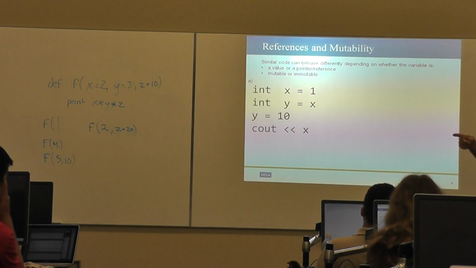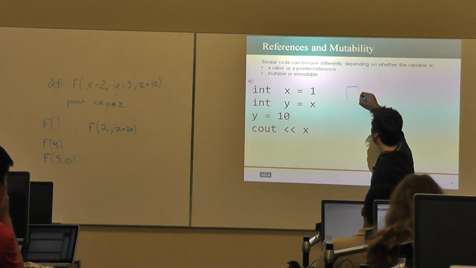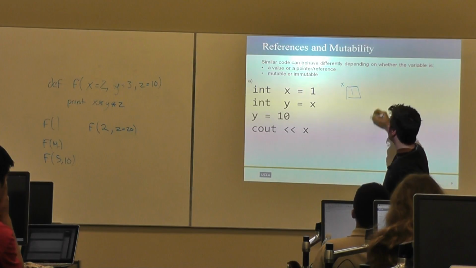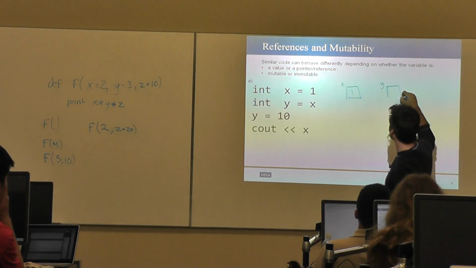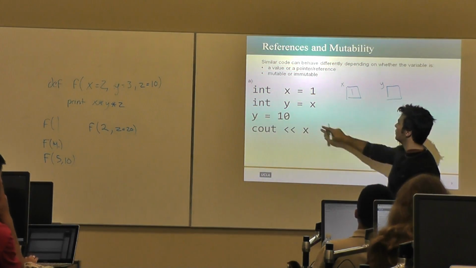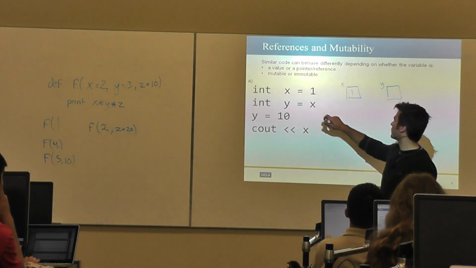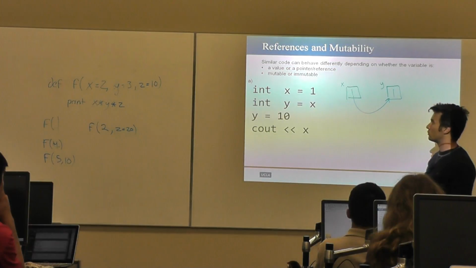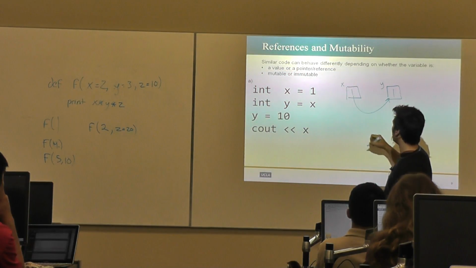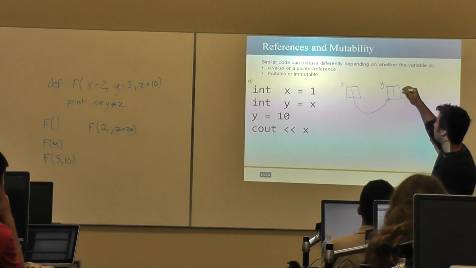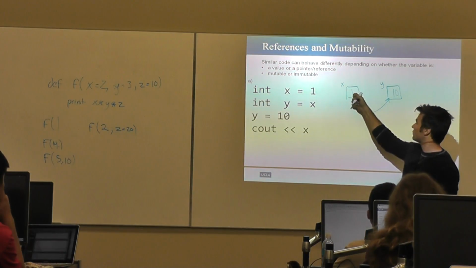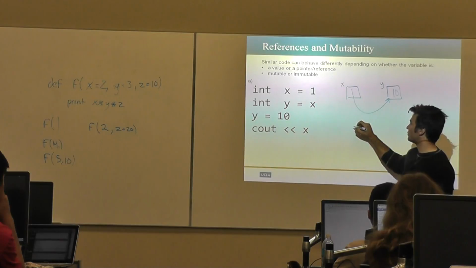What's it going to cout? 1. It's going to cout 1. Why does it do that? Let's envision the variable x as a box. It's going to get 1 inside it. y is another variable. We're going to represent it as a box. y gets the value from x. So we take this over and we put it in y. It gets 1. Now we say y gets 10. That means to change whatever's in y to 10. cout x, that means look at x, print that out. It's going to print out 1.